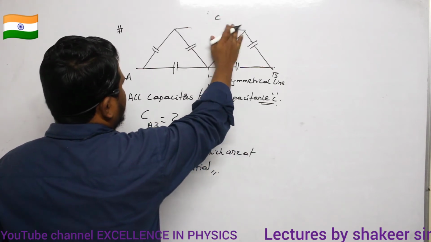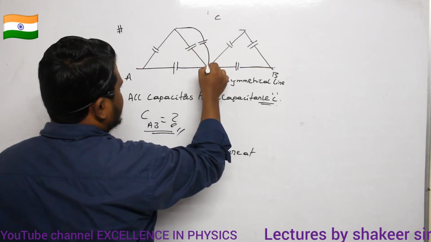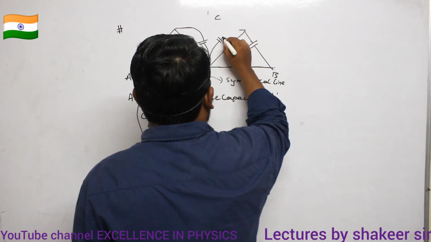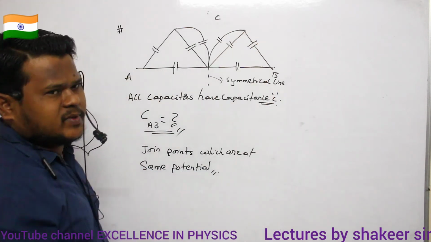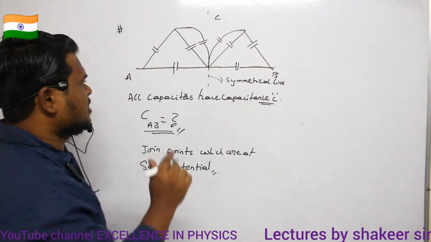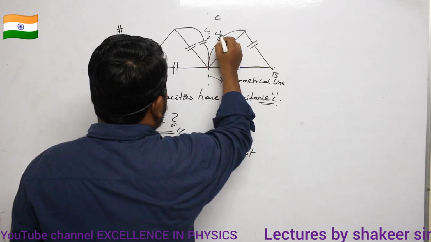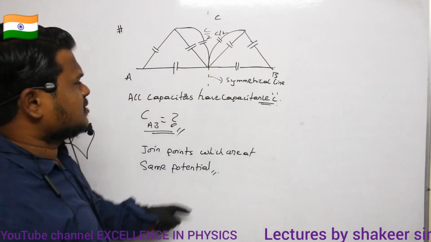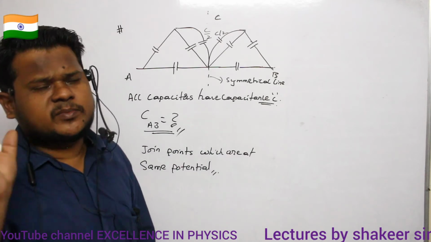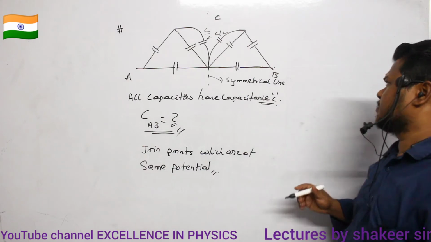Clear? Then I can join one capacitor at this equipotential point, and one more capacitor at the same equipotential point. So one capacitor I have divided into two capacitors, and now their respective capacitances have become C by 2 and C by 2. Clear? Why have I made them C by 2 and C by 2? Let us see.